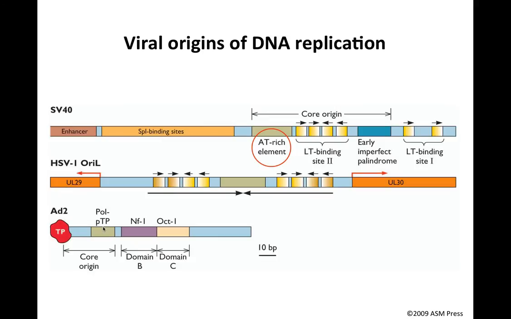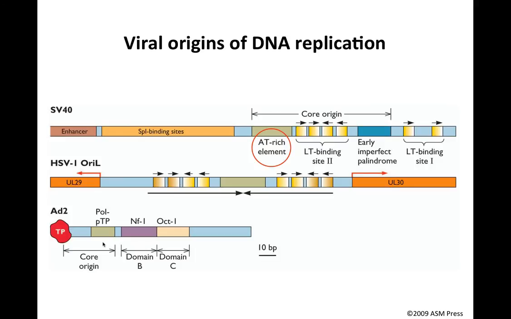That's AT-rich. What's the significance of being AT-rich? Well, it turns out that AT base pairs are a bit weaker than GC base pairs, so they're easier to denature. And remember, the origin is where DNA synthesis begins, and that can only begin if the DNA is denatured. So it makes sense to have this area AT-rich to facilitate denaturation. So all these origins have in common at least a part of them that is AT-rich.